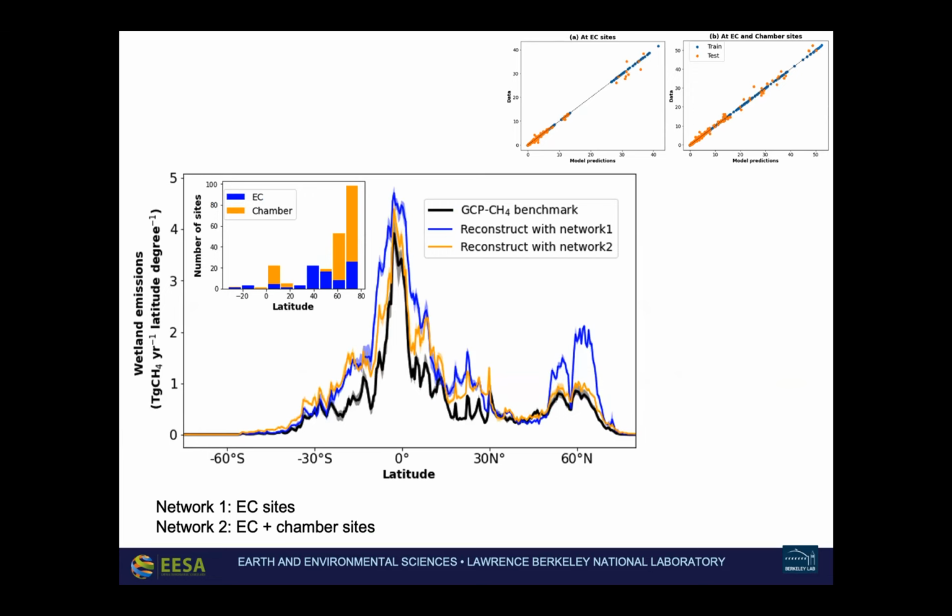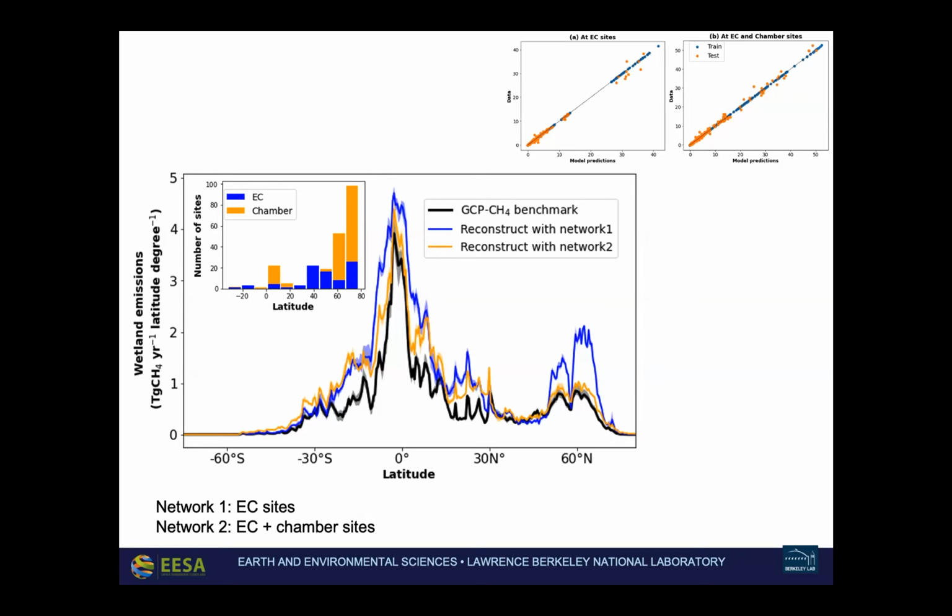One major message here is if you want to expand eddy towers, the easiest thing is to go to those existing chamber sites and do long-term flux tower measurements, because there is a lot of prior knowledge when people do the chamber measurements, they know it is a good place to measure. So the blue line is the reconstruction error only using eddy towers. If you also have measurement capacity at chamber sites, it reduces the error to the orange line, much, much closer to the benchmark.